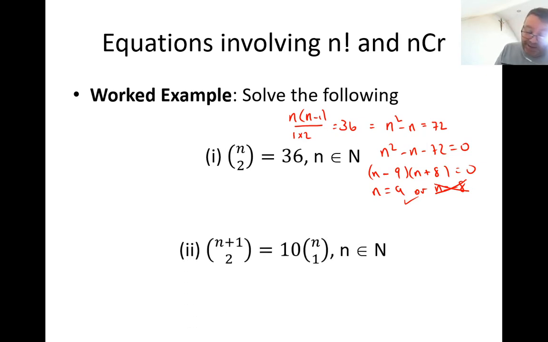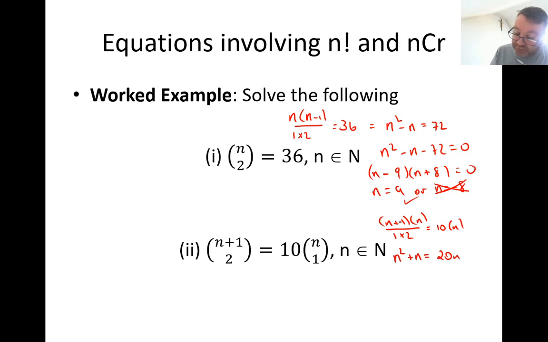Next one. n plus 1 c2 equals 10 times nc1. Okay, n plus 1 c2, what's that? That's n plus 1 multiplied by the number before it, n, all over 1 times 2, is equal to, now nc1, remember I told you, if you're only choosing one object out of n, then there are n ways to do that. So that becomes 10 times n. What's my quadratic equation here? n squared plus n equals 20n.